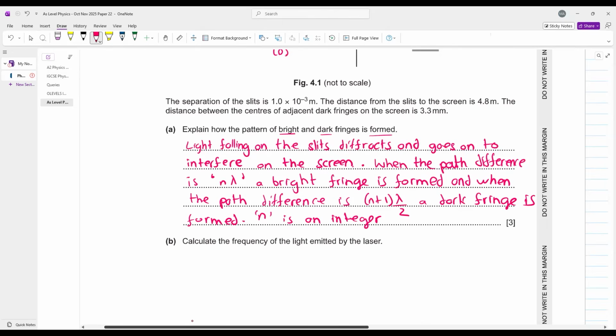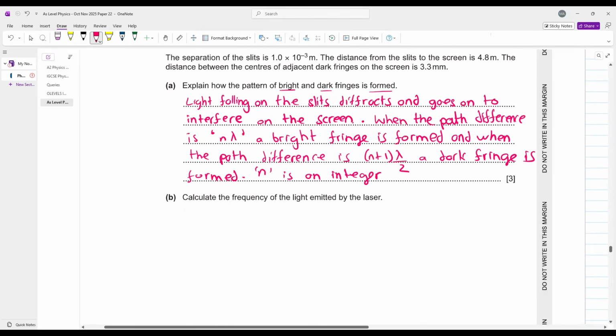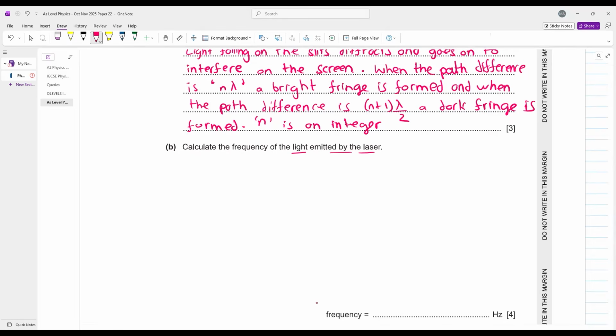Okay, light falling on the slits diffracts, goes on to interfere on the screen. When the path difference is n lambda, a bright fringe is formed. And when the path difference is n plus 1 lambda over 2, a dark fringe is formed. N is an integer. Calculate the frequency of light emitted by the laser. Very easy. Do you remember the formula for Young's double slit experiment? X is equal to lambda D over A. First of all, let's find the wavelength of the light.